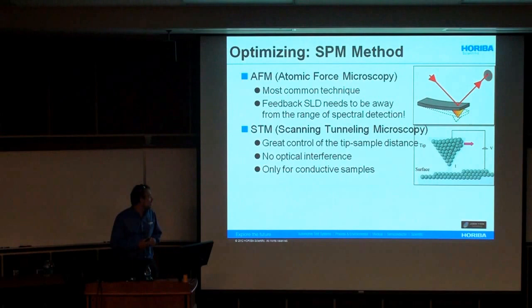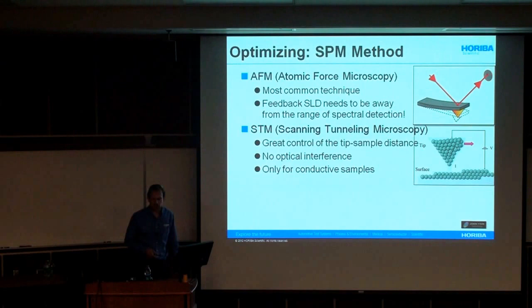The tip sample distance is obviously very important to control the enhancement, because the closer you get, the better the enhancement. It's actually exponential. It decays exponentially as you go away from the surface, so the closer you are, the better. But also, you don't want to crash your tip because you lose the enhancement completely then. The advantage is no optical interference. The disadvantage is it's only for conductive samples.